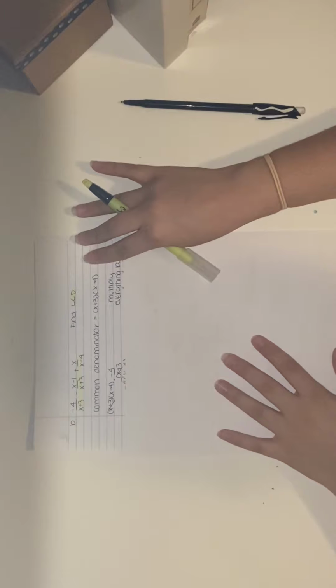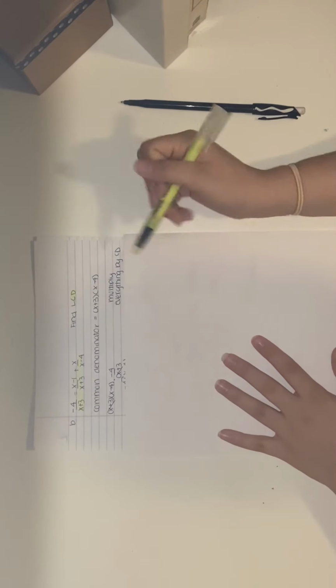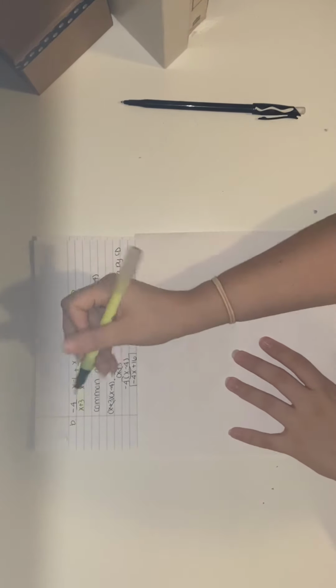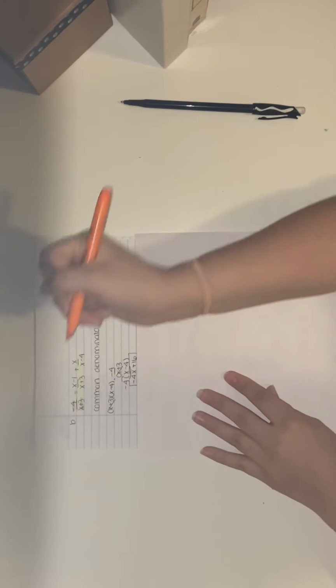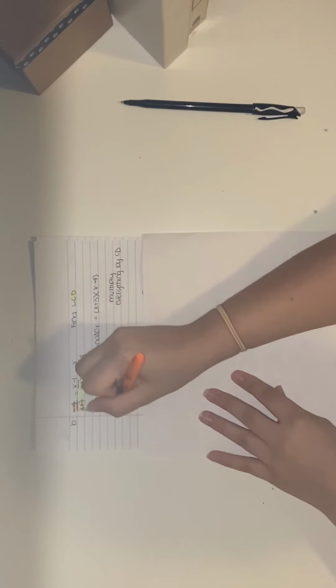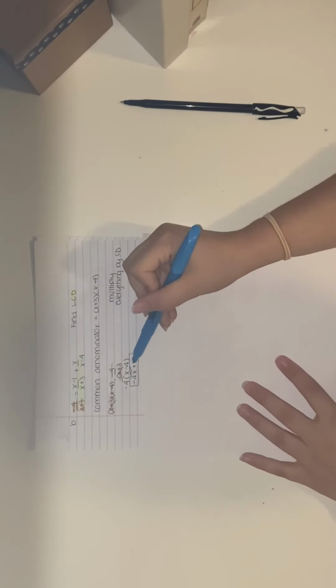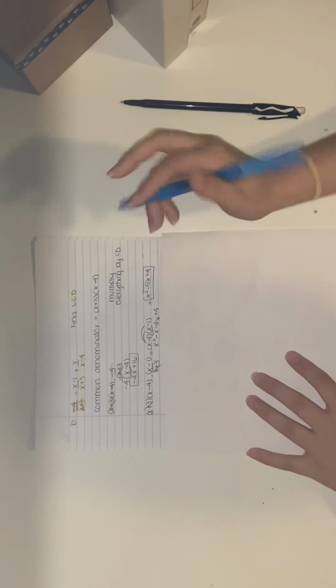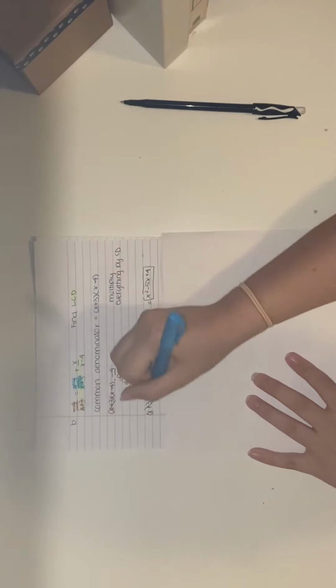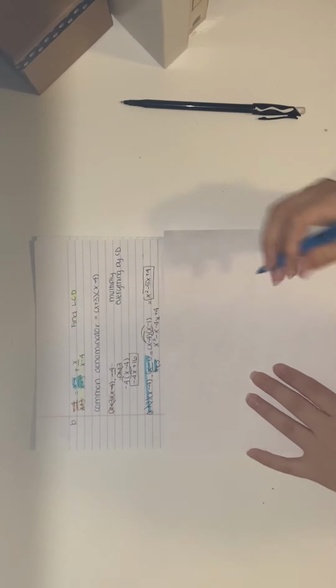And now that we have the common denominator, we have to multiply everything by the common denominator. So we have to multiply this right here by the common denominator. That's what we're doing right here. And then we have to multiply. When we do that, we get negative 4x plus 16. And then we have to multiply this by the common denominator. We do that right here. And when we do that, we get x squared minus 5x plus 4.